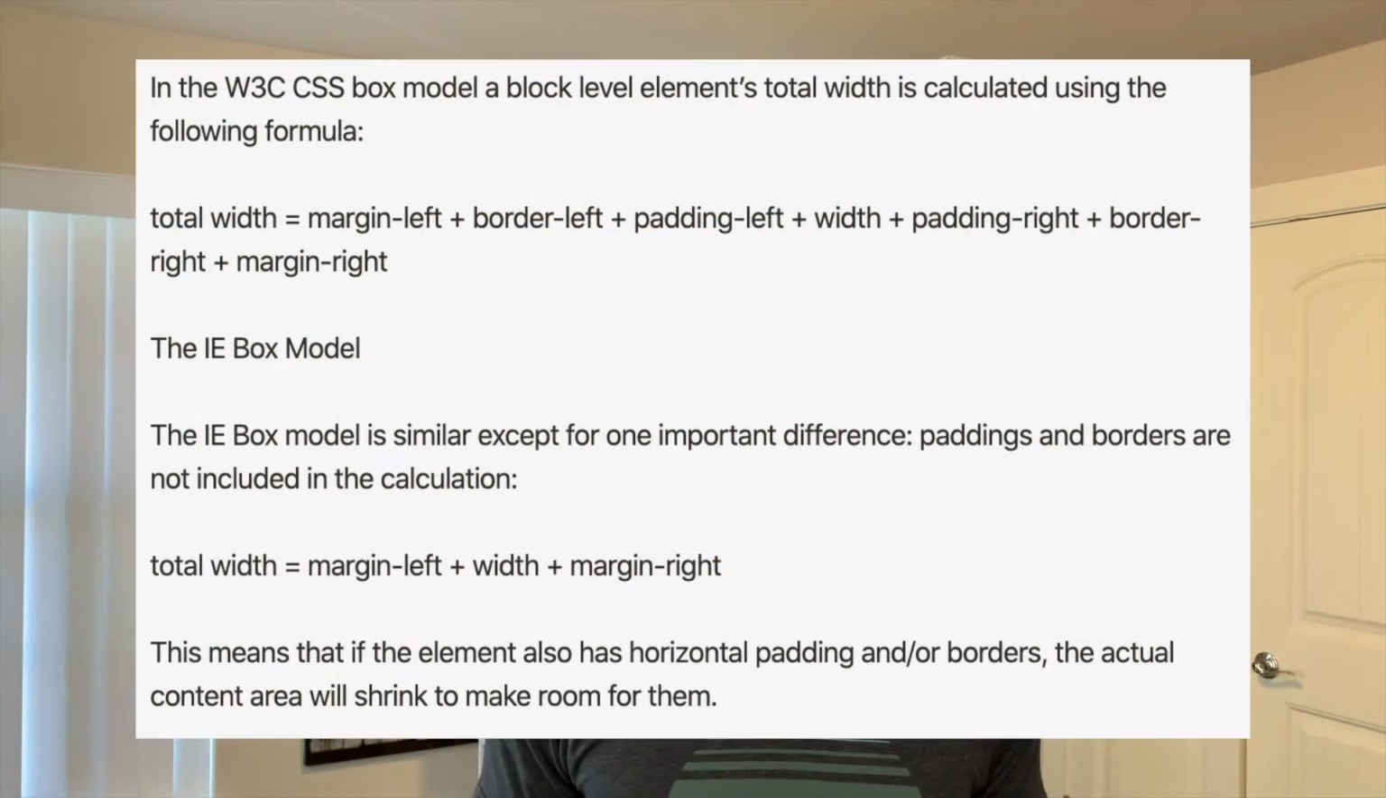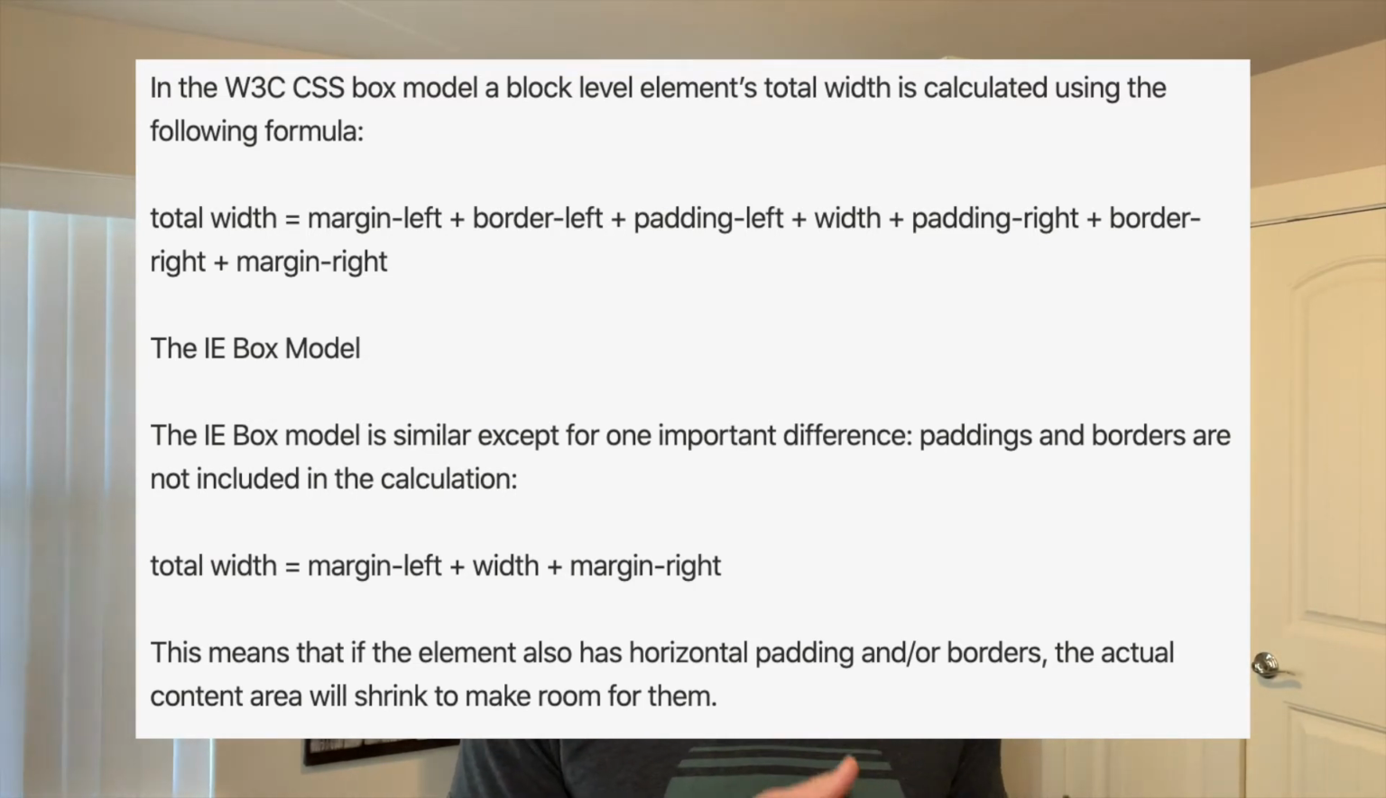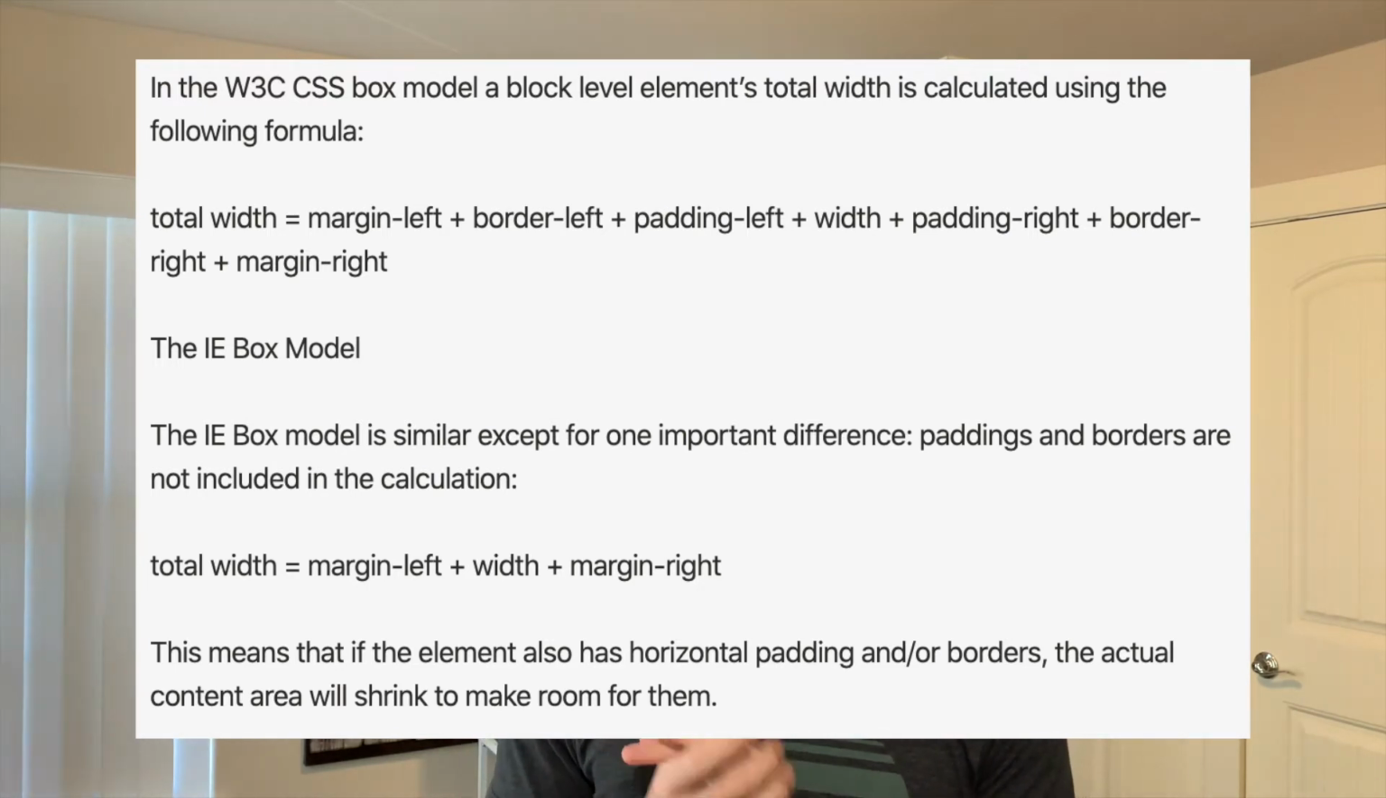So we see here in the W3C CSS box model, a block level element's total width is calculated using the following formula. Total width equals margin left plus border left plus padding left plus width plus padding right plus border right plus margin right. The IE box model is similar except for one important difference. Paddings and borders are not included in the calculation.